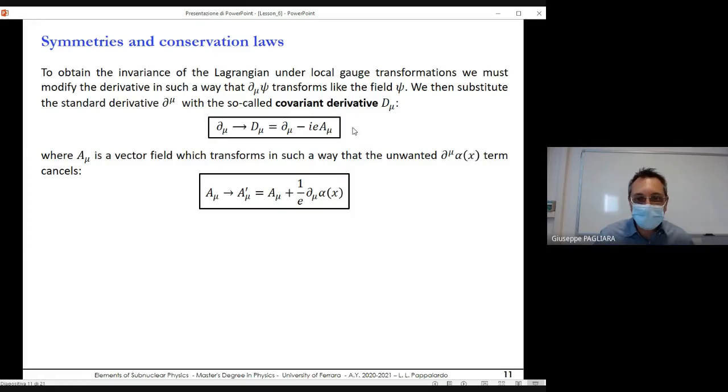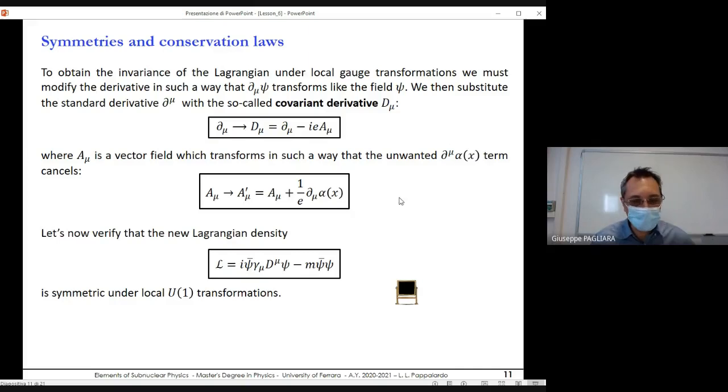So the way to transform the derivative is to replace the standard derivative with a new object, which we call the covariant derivative, capital D, okay, which includes the original derivative, of course, plus an additional term, where this A mu is a vector field, which must transform in such a way that the unwanted term containing the derivative of alpha cancels at the end. So this is the way this A mu vector field must transform in order that we can recover the full gauge invariance of our Lagrangian density.